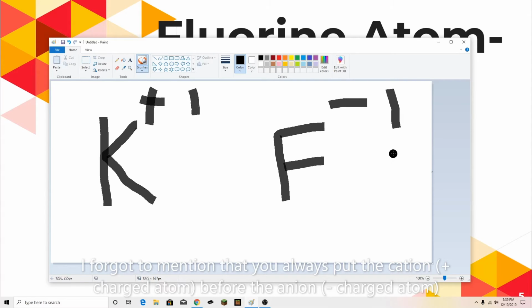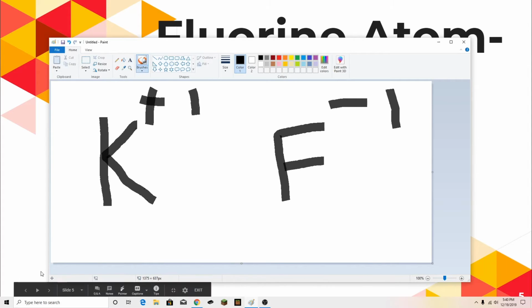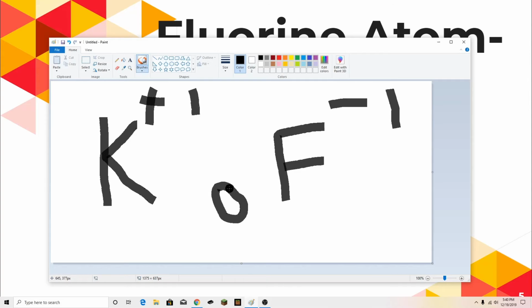The reason is that when fluorine gains an electron, it will have more electrons, and electrons are negative, so it will become negative. Same as potassium, it will give an electron, so it will lose an electron, so it will have more protons. And protons are positive, so it will be positive. So basically, you have to make the charges equal 0. This says +1, -1. +1 minus 1 is 0. So this is balanced.